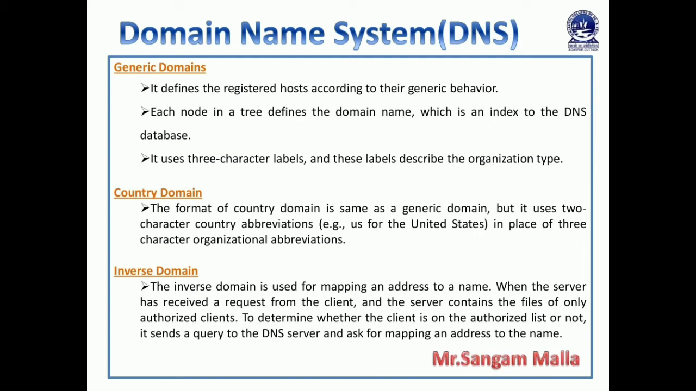So instead of calling the IP address, we can link to the website through its domain name. These are the 3 main categories of the domain name system: generic domain, country domain and inverse domain.